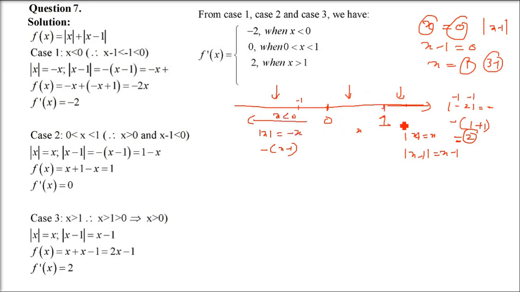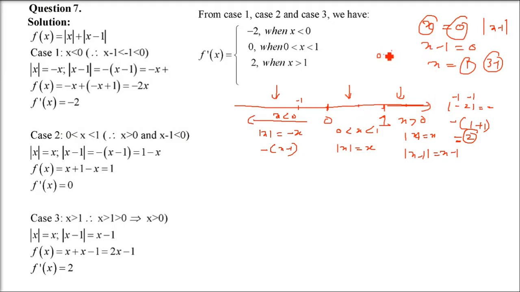We have already seen in the previous two questions, when we are dealing with x between 0 and 1, since it is greater than 0, mod x will be positive x. Let it be between 0 and 1, but it's still greater than 0, so mod x is plus x.